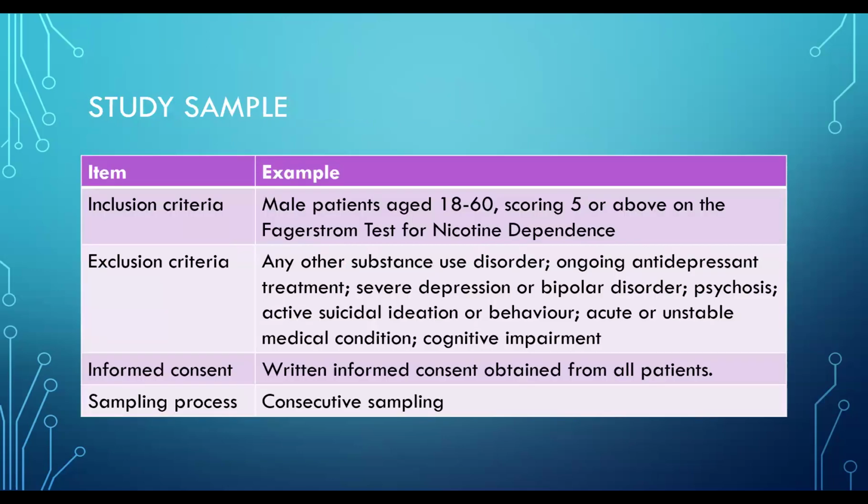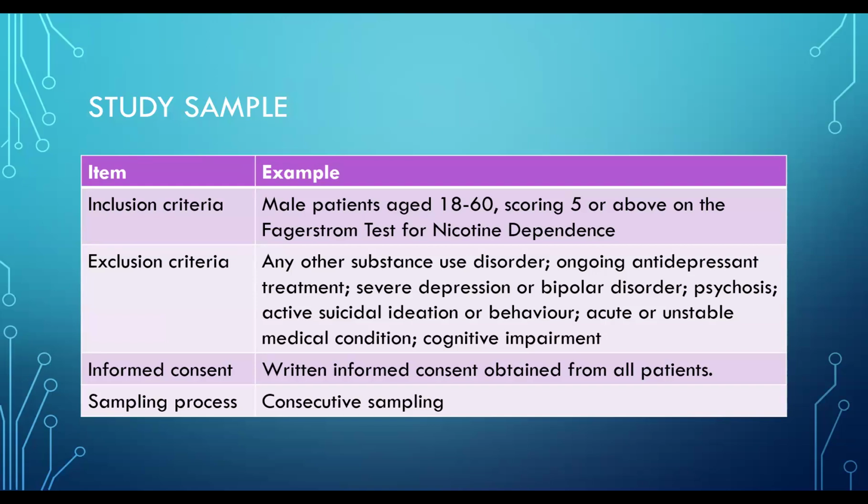Next, we come to the third point, which is the description of the study sample. So in this study, for example, if we were to specify inclusion criteria, we would say that we're taking male patients referred to our clinic and who score 5 or above on a screening scale for nicotine dependence. Exclusion criteria, obviously, we don't want people where there are too many other confounding variables. So we would exclude people with other substance use disorders, ongoing treatment, severe depression, active suicidal ideation, psychosis, who are medically unstable, who are cognitively not able to participate in the study, and so on. This is common sense, but we have to mention it.